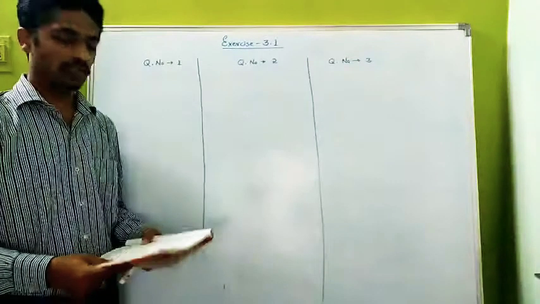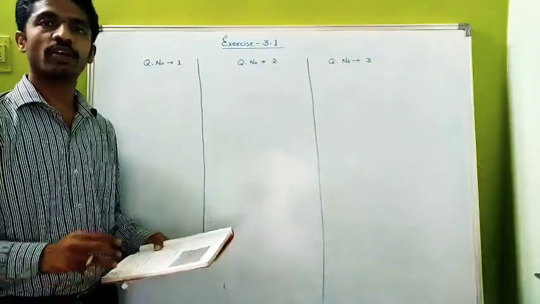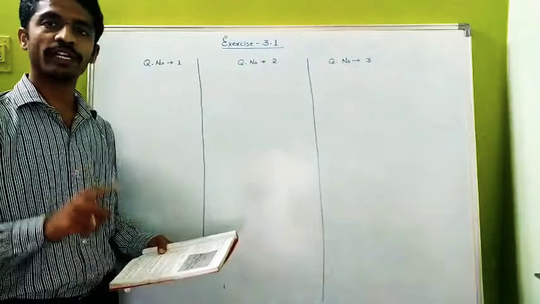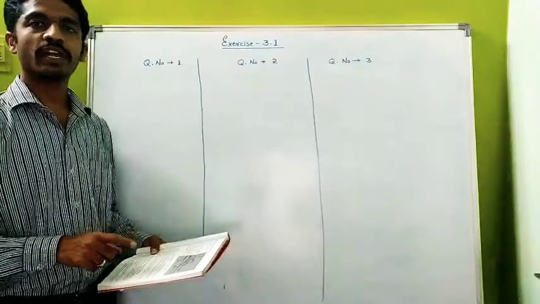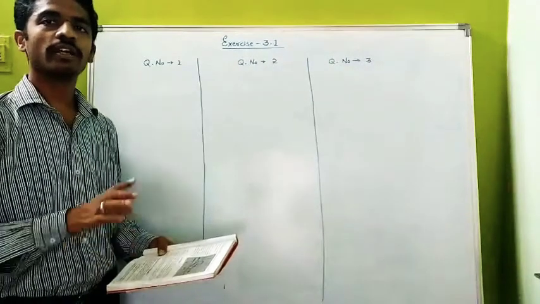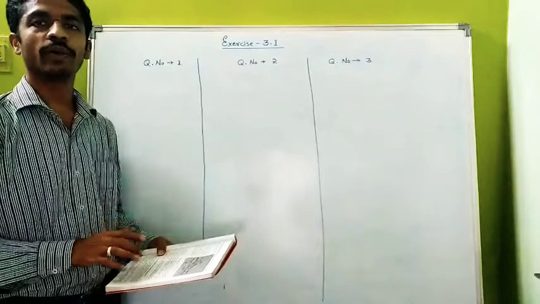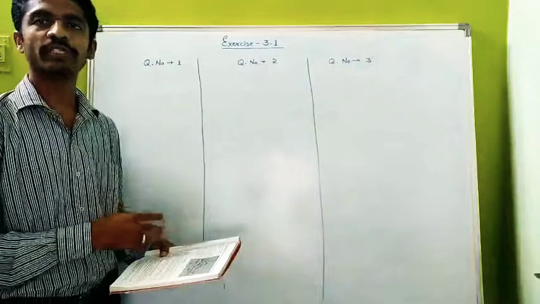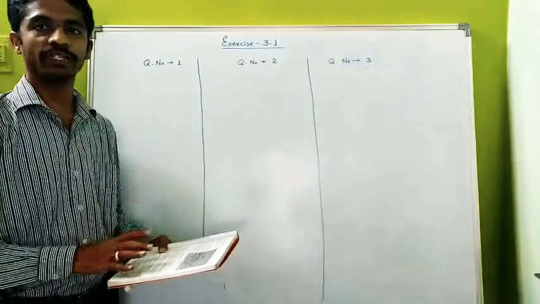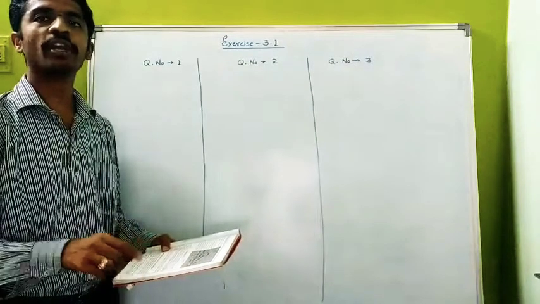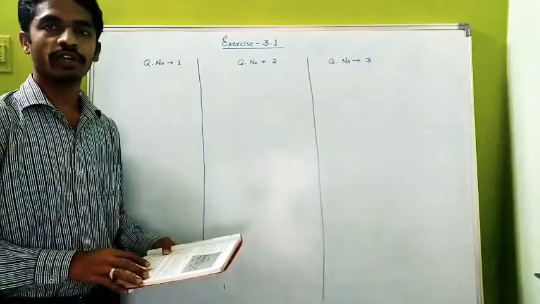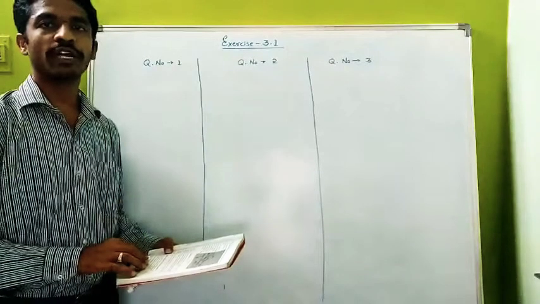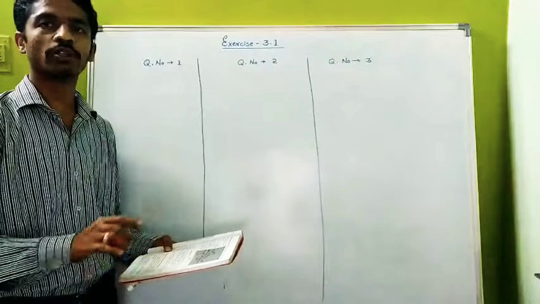Exercise 3.1. So they have given here three situations. For those three situations you have to write the linear equations and you have to write the solution table. Afterwards you have to plot the graph. Okay. So first step I will solve here, which means how to represent the linear equation. Writing the solution table and graph is for your practice. You have to write the solution table and plot the graph.